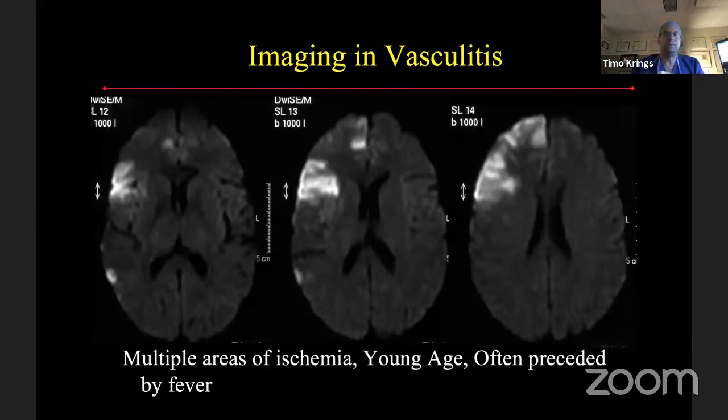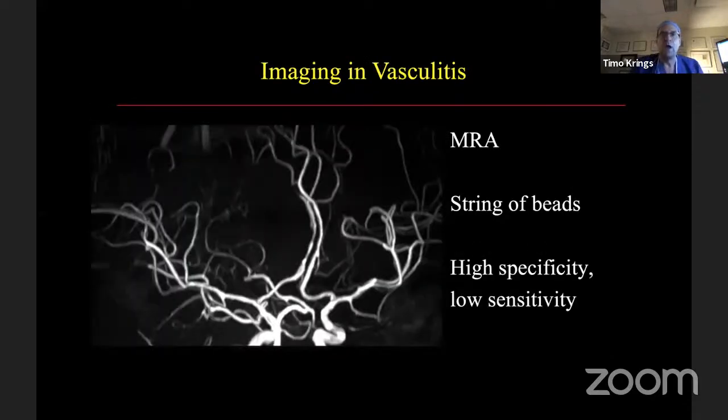From an imaging perspective, in vasculitis, you will see in the young age multiple areas of ischemia that are often preceded by fever. In vasculitis in the pediatric age group, you mainly have to think about varicella vasculitis. So a previous varicella infection is often present in these patients. On MRA, go for your best time of flight MR angiography possible. So for us, this would mean that we go for 3 Tesla rather than 1.5 Tesla.